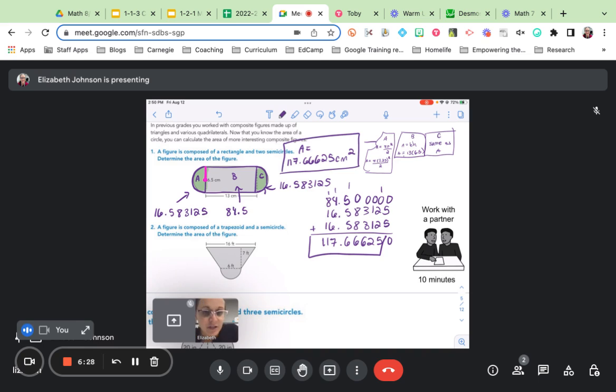Now you have watched me do a lot of math. It's now your turn. So you're going to work with a partner, and your job is to find the area of the figure that you see in problem number 2. Go ahead, set a timer for 5 to 10 minutes, and let's see what you come up with. I know you're going to figure it out.